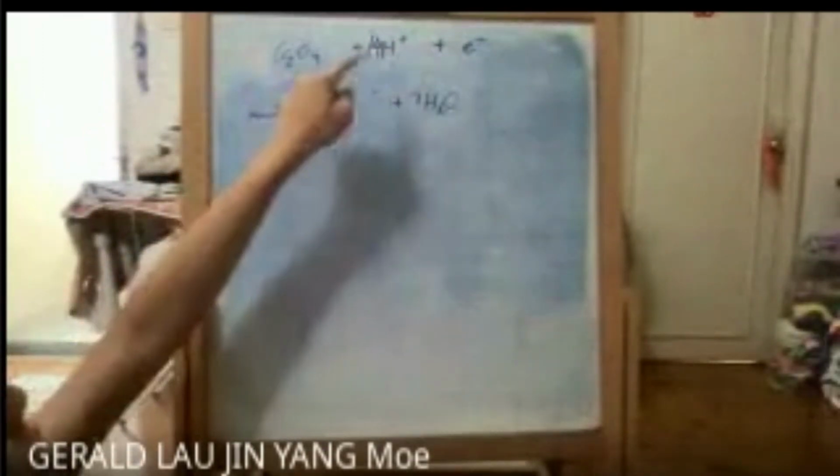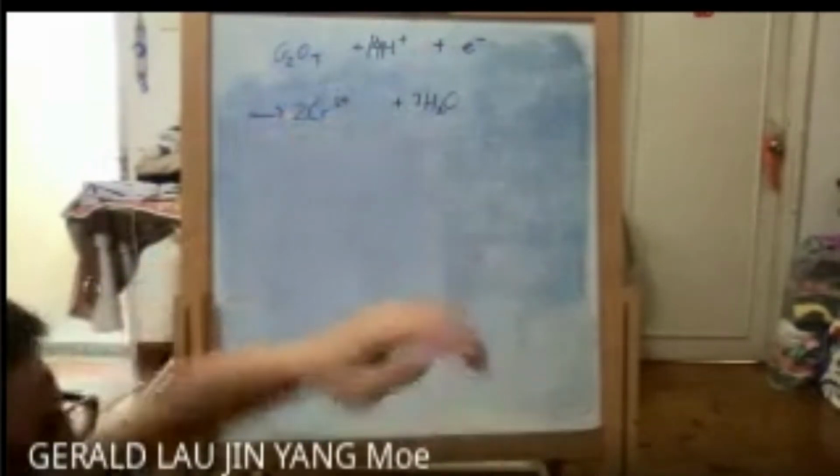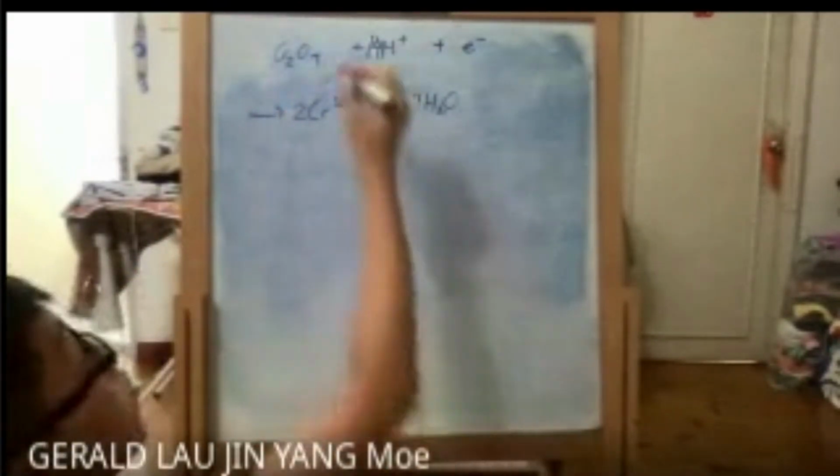Elements done. Now you do the charges. Left hand side, what is the charge? You calculate the left hand side. Sorry, I forgot to write the charge here. It is 2 minus. So negative 2 plus 14, it will be positive 12.